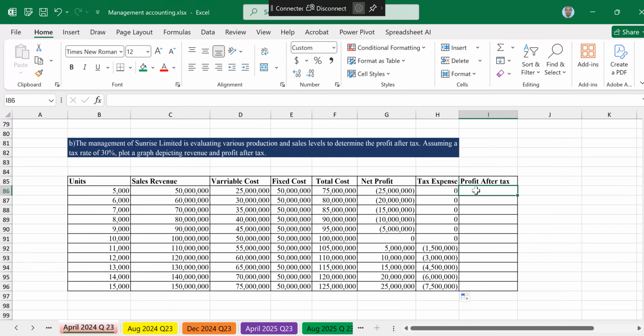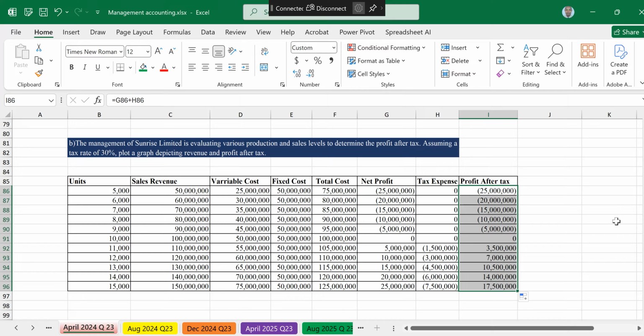For profit after tax, say equal sign, then take the net profit, plus, just add plus, then click on the 0 under tax expense. So click on the 0 of tax expense, then enter, drag down.